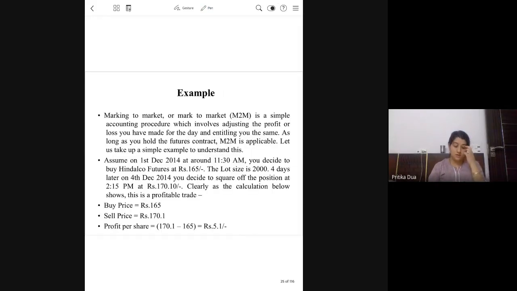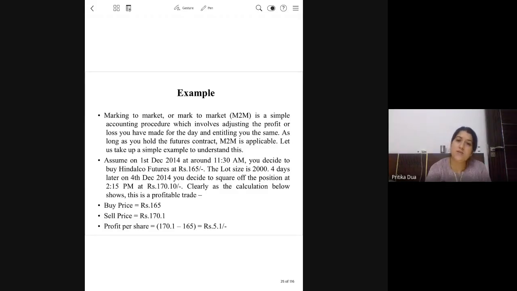So here's a question. There is a Hindalco future. You decide to purchase the Hindalco future at ₹165. The lot is 2000. Four days later, on 4th December, you decide to square off the position. You want to exit from the contract at 170.10. Now your buy price was 165, your sell price for this future contract is 170.1. You are making a profit of 5.1 on every share.